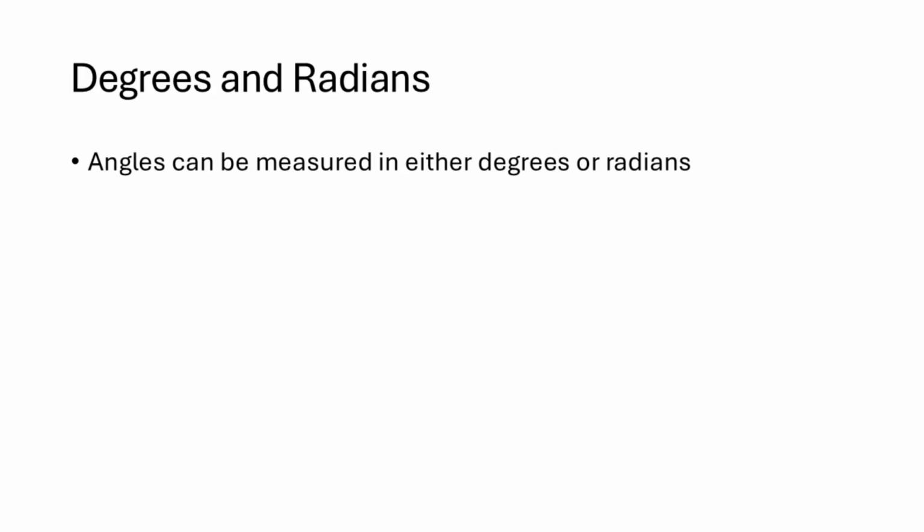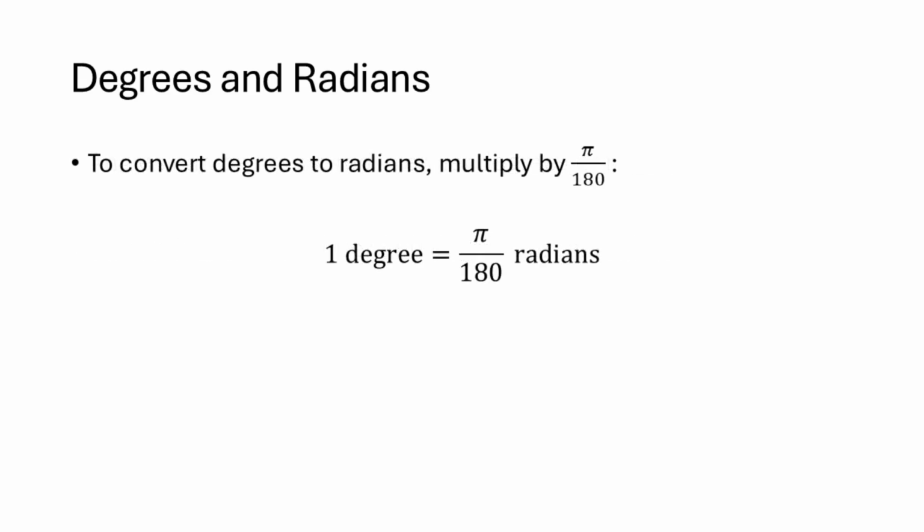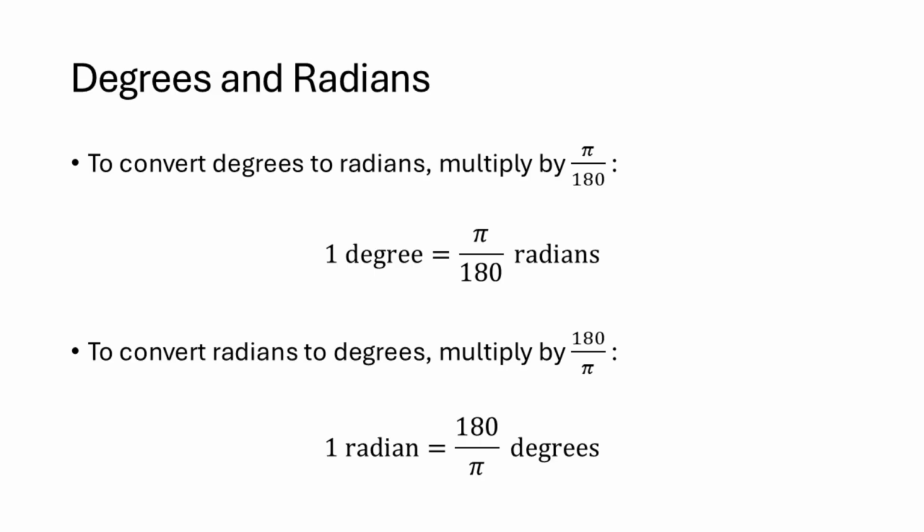Angles can be measured in either degrees or radians. One full rotation is either 360 degrees or 2 pi radians. To convert degrees to radians, you multiply by pi over 180, using the fact that 1 degree is equal to pi over 180 radians. To convert radians to degrees, you're going to multiply by 180 over pi, using the fact that 1 radian is equal to 180 over pi degrees.